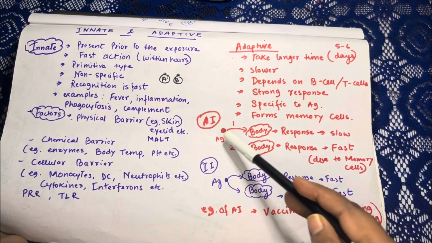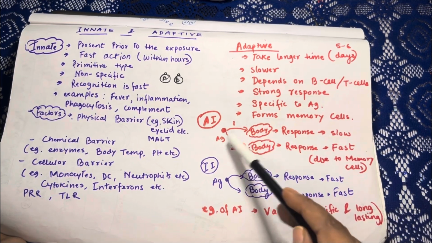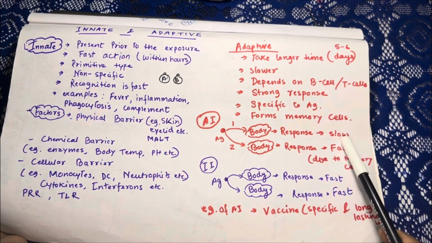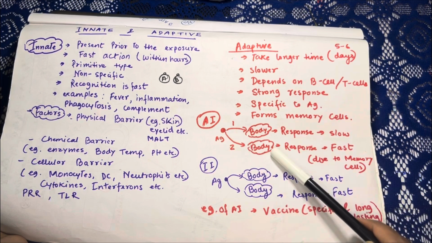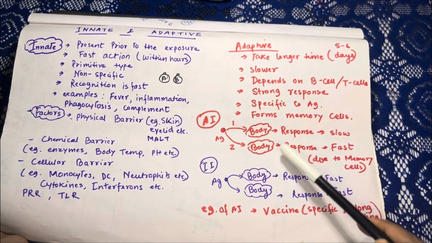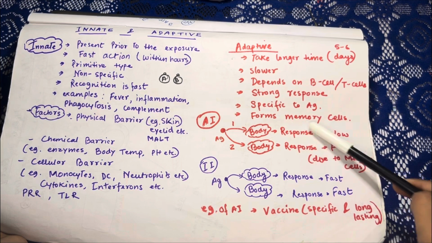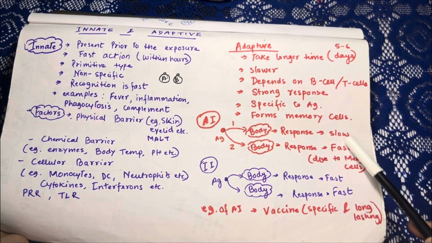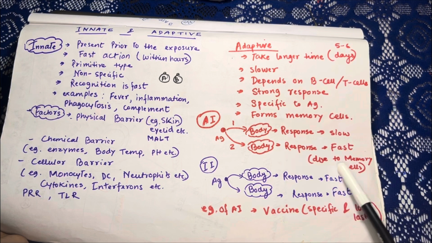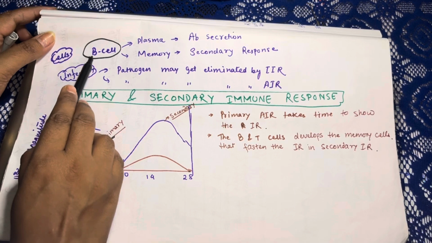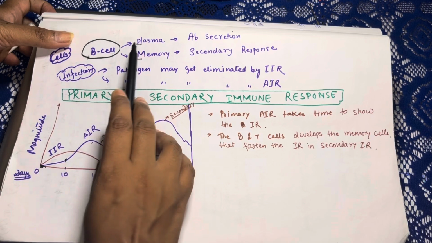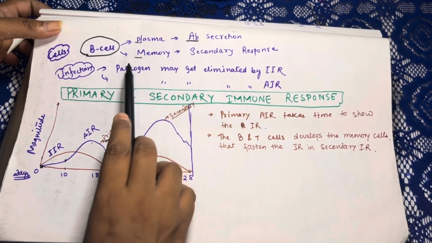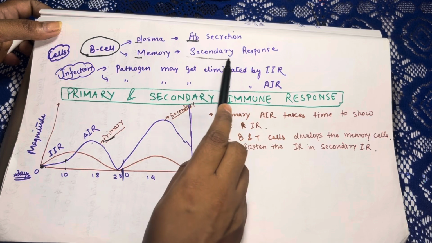But in case of adaptive immunity, when the body is exposed to the antigen for the first time, the response is slow, but slowly memory cells are also developing. When the body is exposed to the antigen for the second time, the response becomes fast. Why? Because in the primary exposure, the memory cells are developed. So due to the memory cells, the response becomes fast. When antigen comes, this B cell forms plasma cell and memory cell. Plasma cell forms antibody, and memory cell helps in the secondary response.